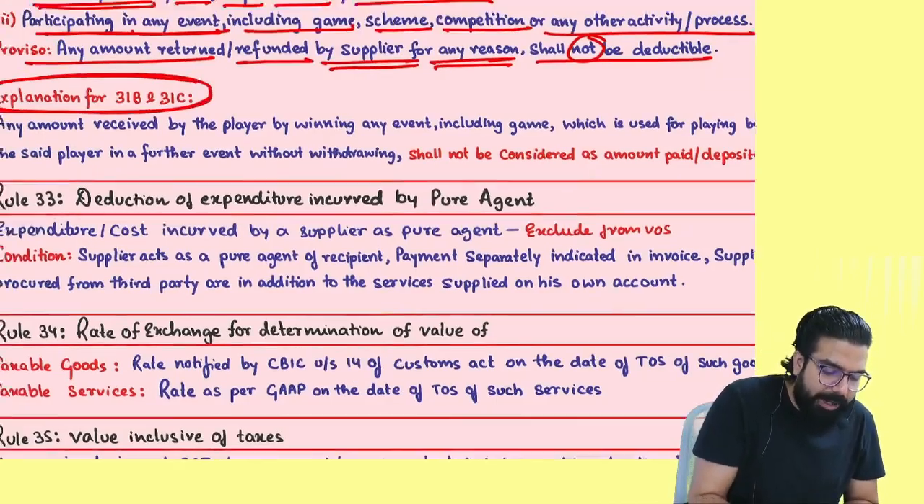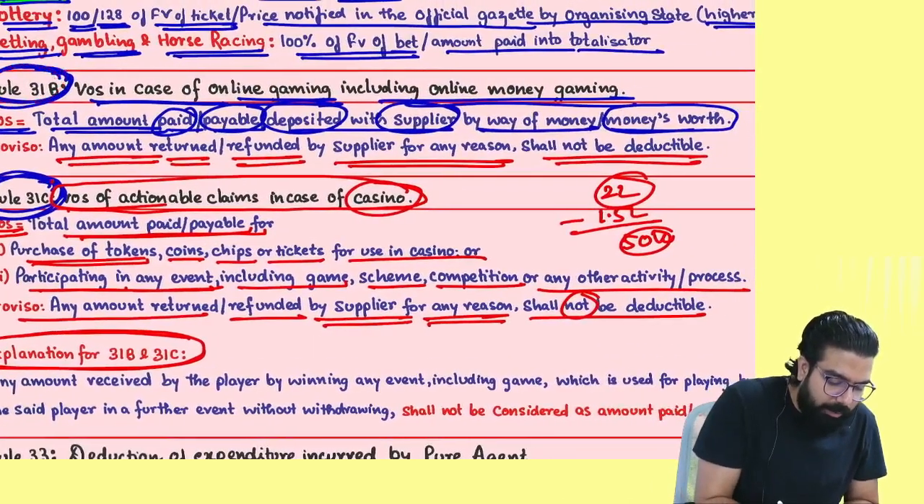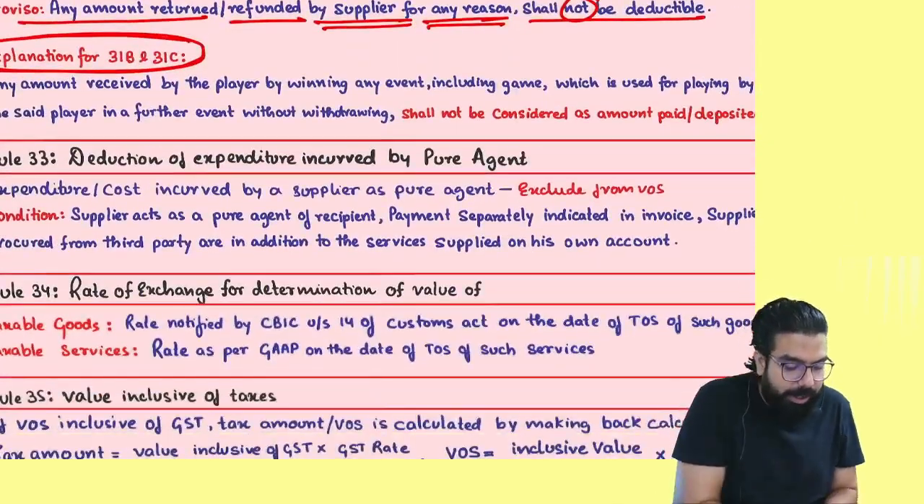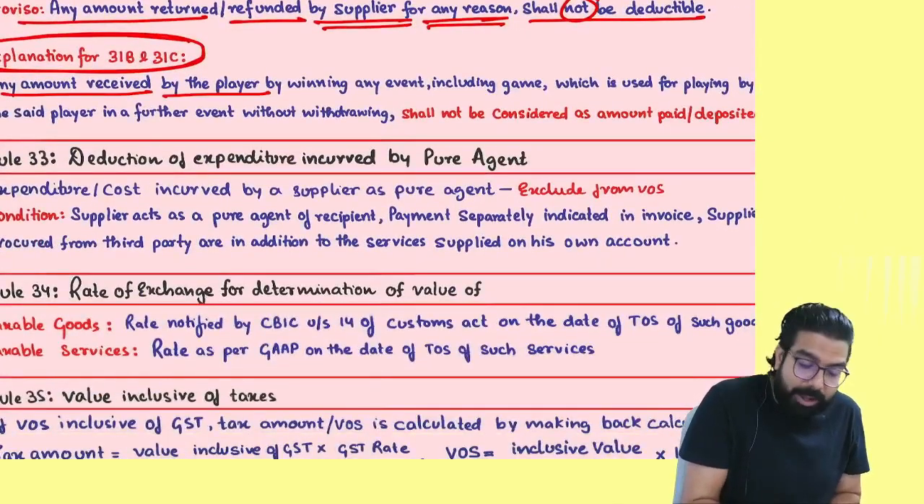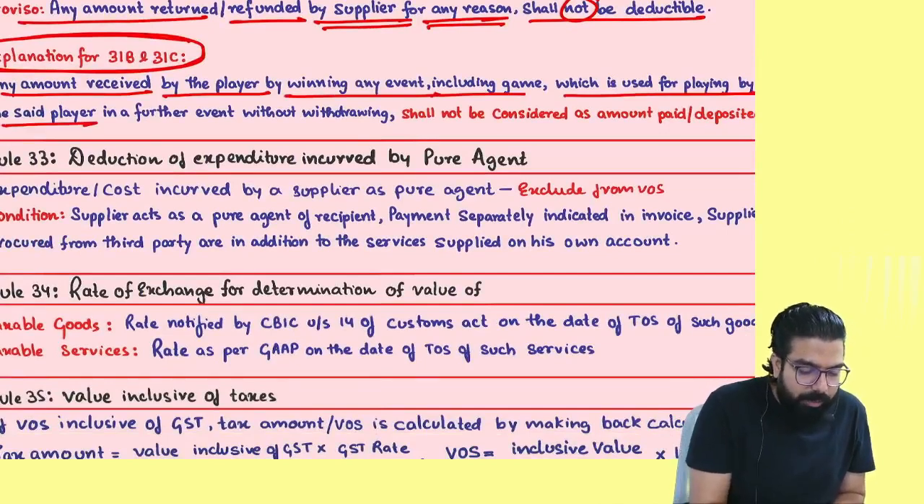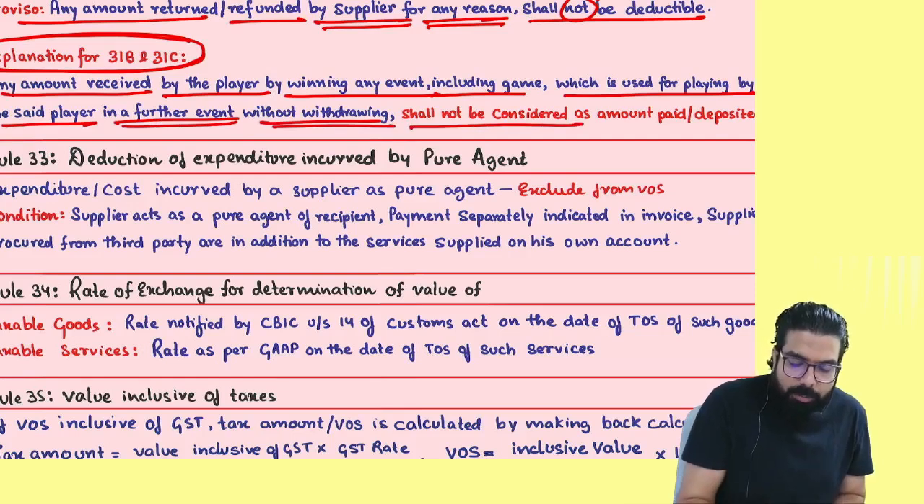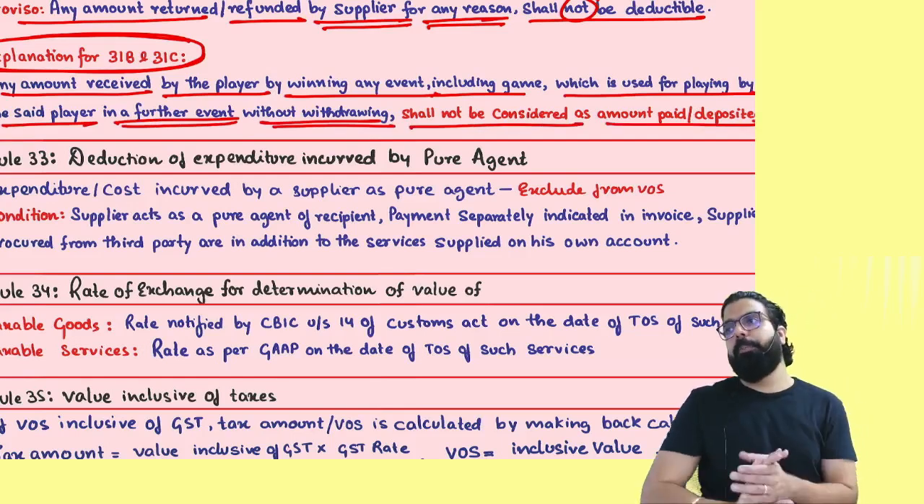Explanation for 31B and 31C. Remember, for 31B and 31C, they are going ahead and telling any amount received by the player by winning any event, including game, which is used by the said player in the further event without withdrawal shall not be considered as amount paid or deposited.